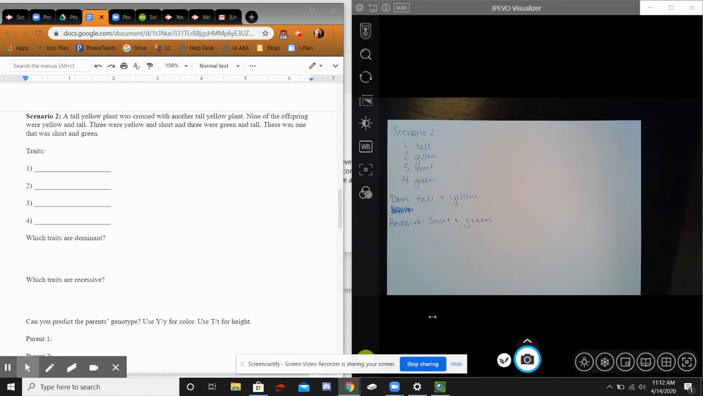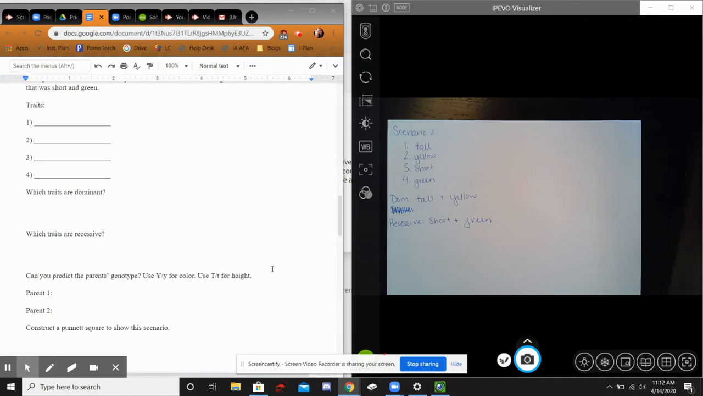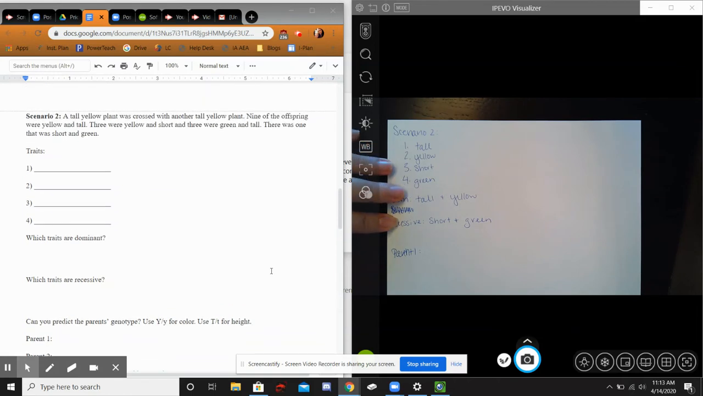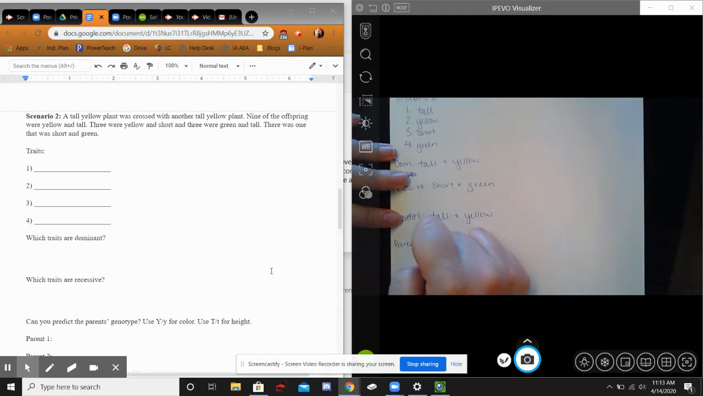But what we're going to do now is start taking a look at the parents' genotypes, and we'll start with parent 1. Parent 1 says a tall yellow plant, so parent 1 is tall and yellow. And parent 2 says it was also crossed with another tall yellow plant. So parent 1 and 2 are both tall and yellow.